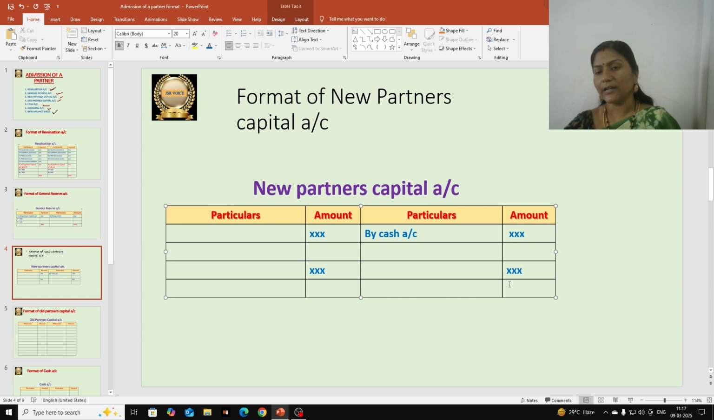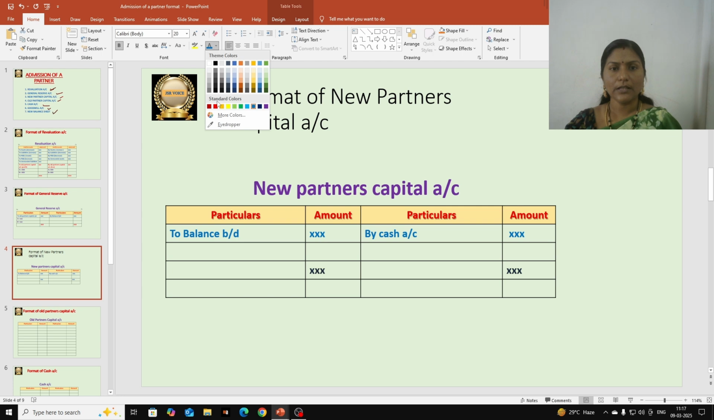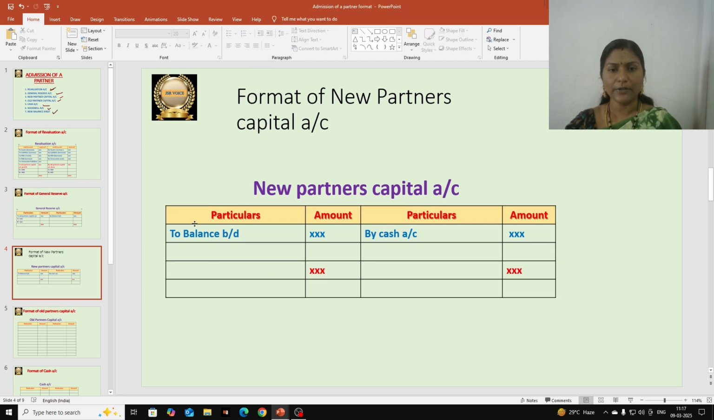Suppose the credit side is 20,000, the totals are also 20,000 and 20,000, and on the debit side we record 20,000, and what should we write? To balance brought down, because we are balancing and writing, that's all. So this is how we do the new partner's capital account. This is the format of the new partner's capital account. Hope this is clear for everyone, students.